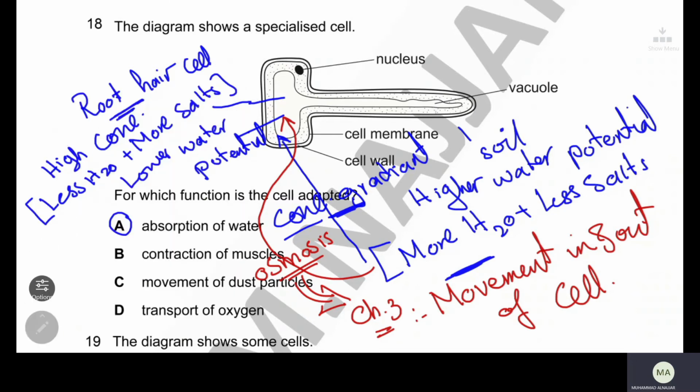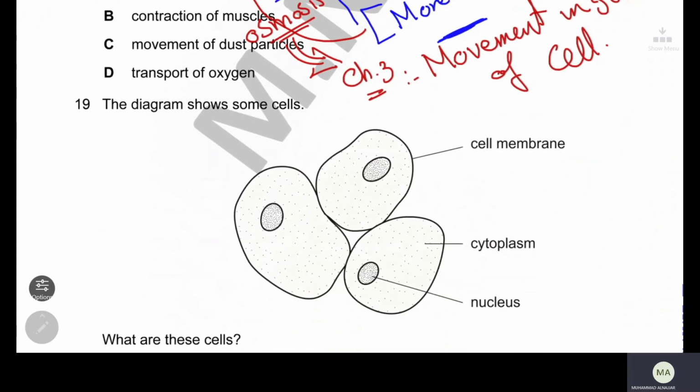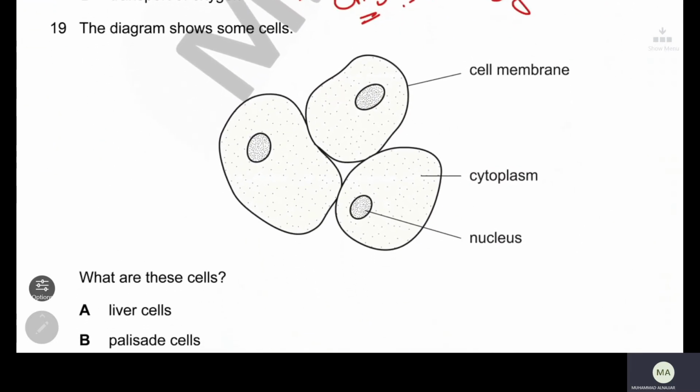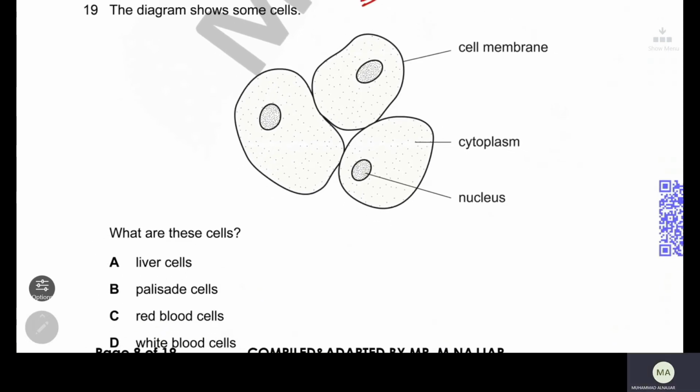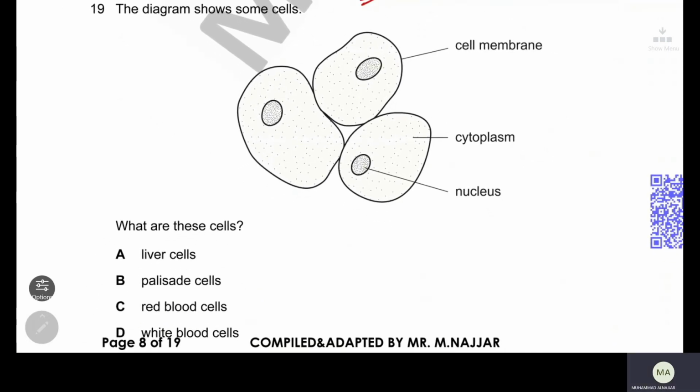If we go to the next question, question number 19, the diagram shows some cells. What are those cells? A, liver cells. B, palisade cells. C, red blood cells. D, white blood cells. They have cell membrane, cytoplasm, and nucleus, so they are not plant cells. We exclude palisade; they are animal cells. This is the first way to answer those questions.